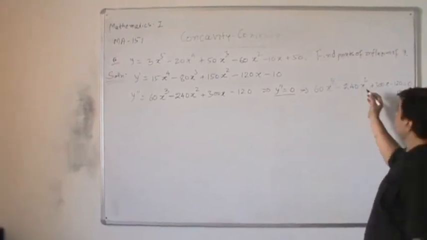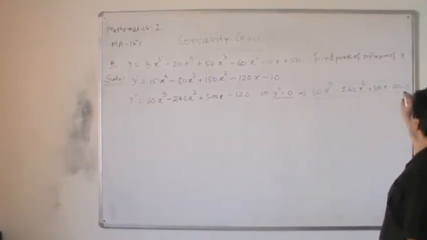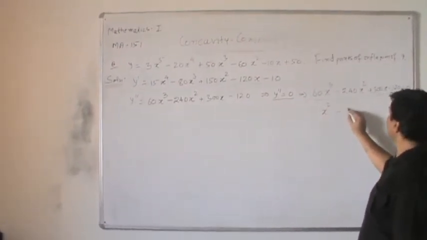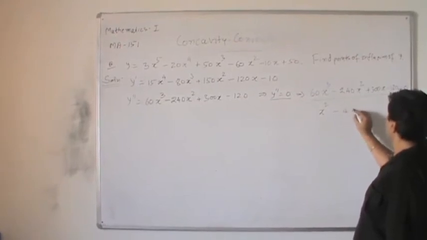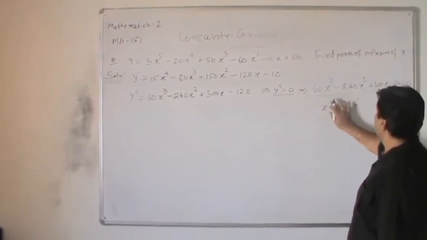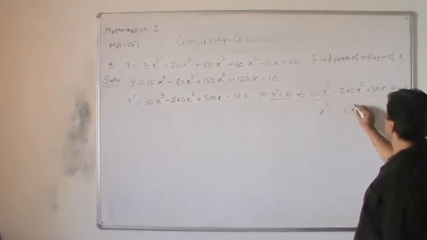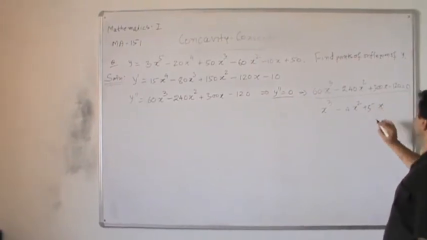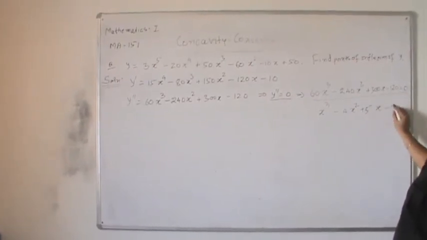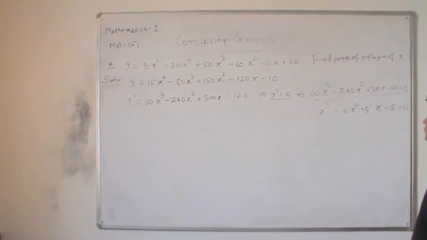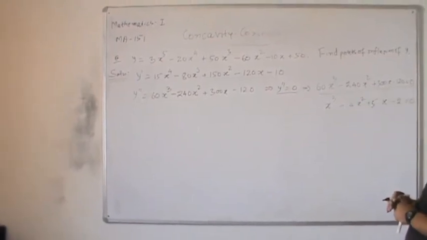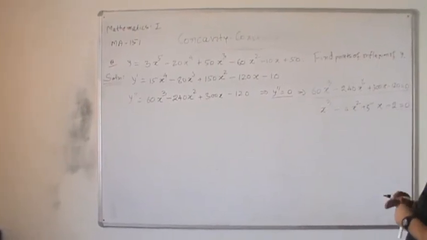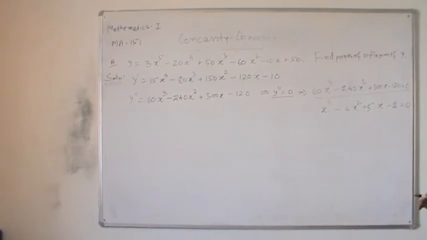Now we observe that we can take 60 common, or we can divide this whole equation by 60. So if we divide the above equation by 60, we will get x cube minus 4x square plus 5x minus 2 equal to 0.